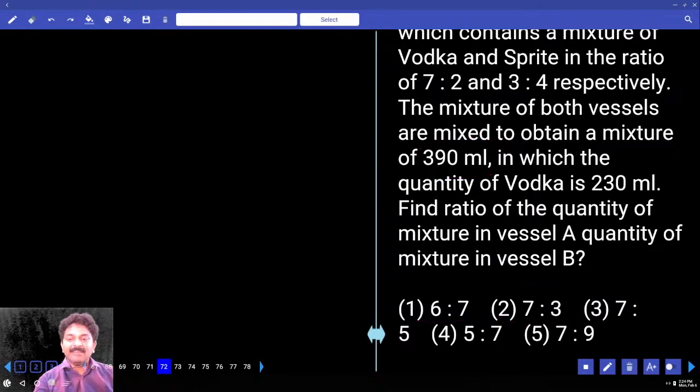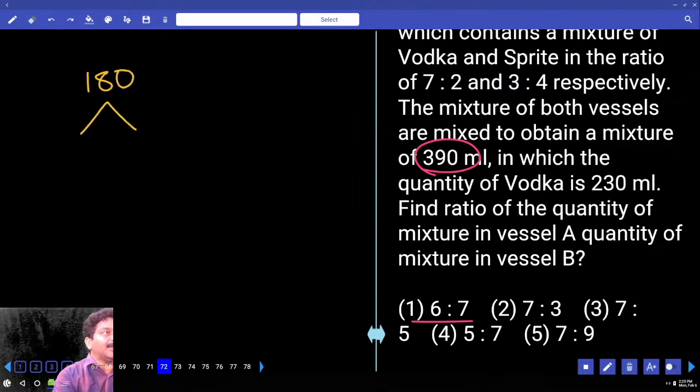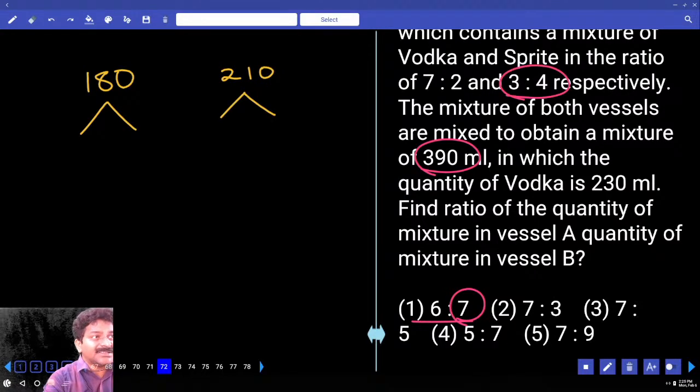Right. Now, in vessel A, how many parts we have? 9 parts. In vessel B, 7 parts. Okay. Now let's pick first option. If 13 parts is equal to 390, one part is 30. 6 parts, 180. Can we divide 180 into 9 parts? Yes, possible. 7 parts in the sense 7 into 30, 210. Can we divide 210 into 7 parts?